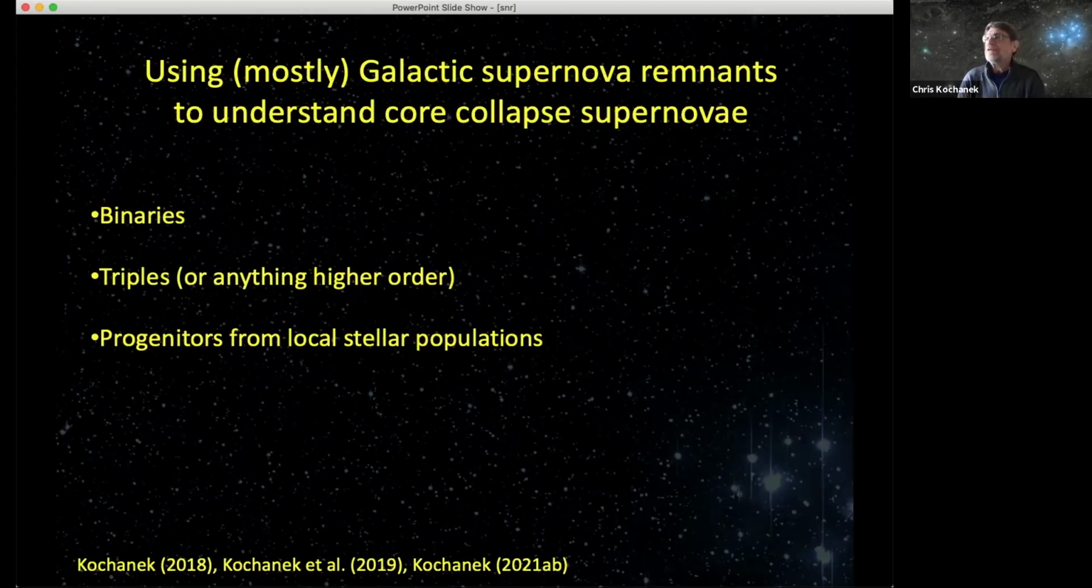So we're talking about some games you can play with Galactic Supernova Remnants to understand the binarity, or any higher order system, associated with exploding stars. And then also that you can start to look at the progenitors of the stars that exploded in galactic supernova remnants. And most of this is enabled by Gaia, like many things.